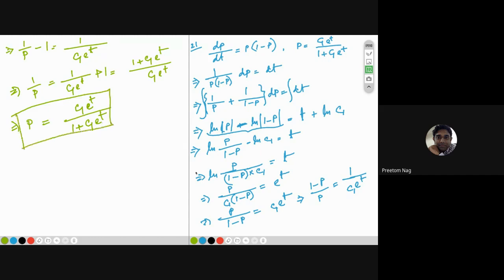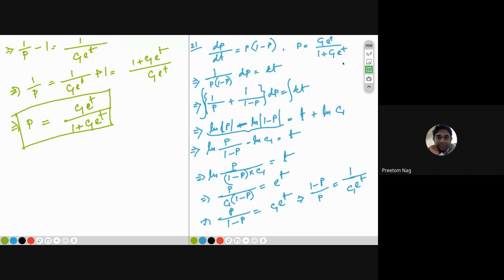Okay, do you have any question here? So this is the solution process. There is nothing basically special in here. You can basically apply our Math 130 concept. Integration concept we applied, and by applying the integration concept we got the result of p as c1 to the power t divided by 1 plus c1 to the power t.